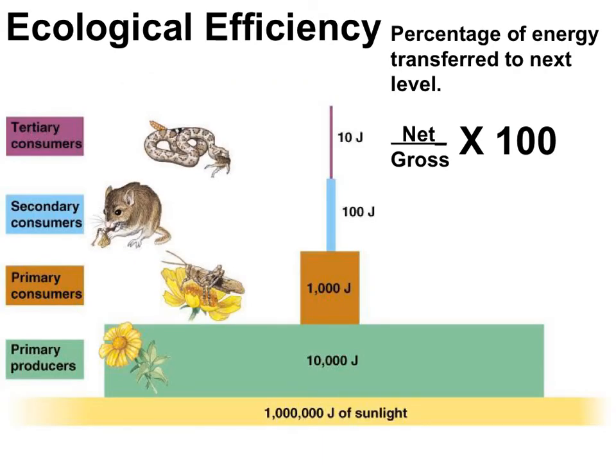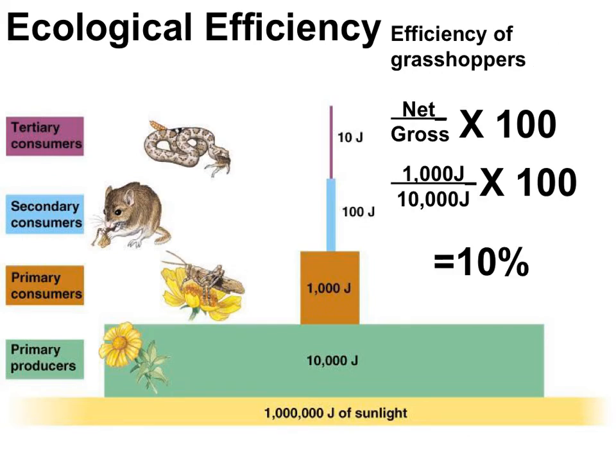The ratio of net energy to gross energy is also called ecological efficiency. As shown here, ecological efficiency is the percentage of energy taken in that's transferred to the next trophic level, or the net energy divided by the gross energy times 100. To calculate ecological efficiency for grasshoppers, they eat 10,000 joules of plants, and they end up storing 1,000 joules of energy in their bodies. Net productivity is 1,000 joules, and gross productivity is 10,000 joules, so this gives us 10% ecological efficiency for grasshoppers.